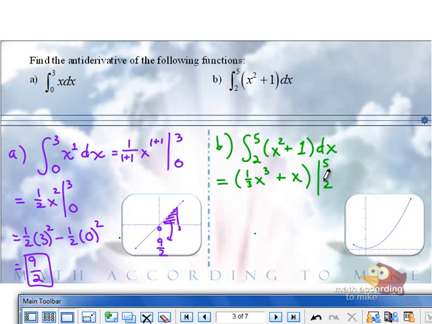So that's what I want you to be able to do by now. 1/3 x to the third plus x is the antiderivative of x squared plus 1. What does that vertical bar say to do? Very good. Plug in 5 minus plug in 2. What do I need to put around when I plug in 2? Parentheses.